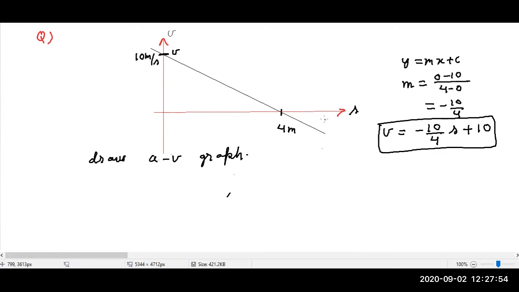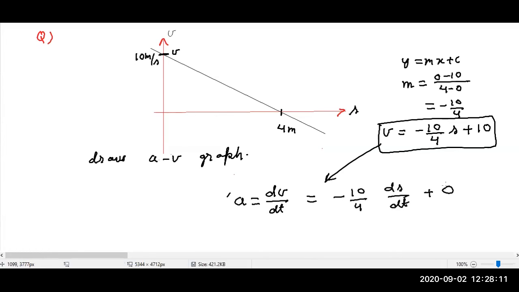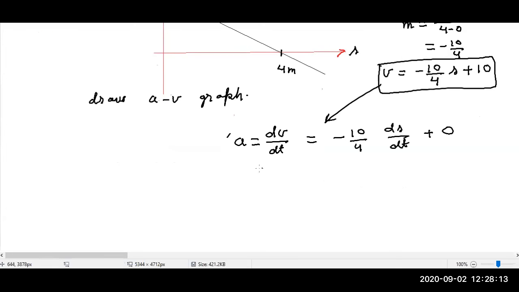Okay, now next task is finding AV graph. So if you differentiate with respect to time, so dv by dt, that is A, so that will be minus 10 by 4 ds by dt, and this term will be 0. So we can write it as A equal to minus 10 by 4 into V. So AV graph will be decided by this thing.